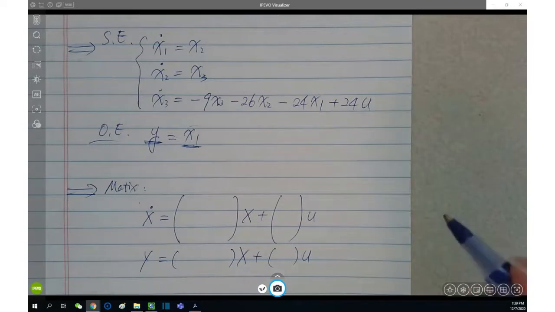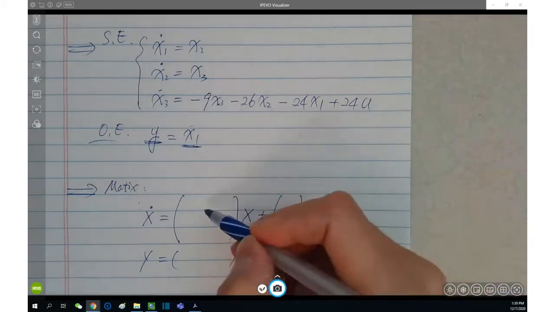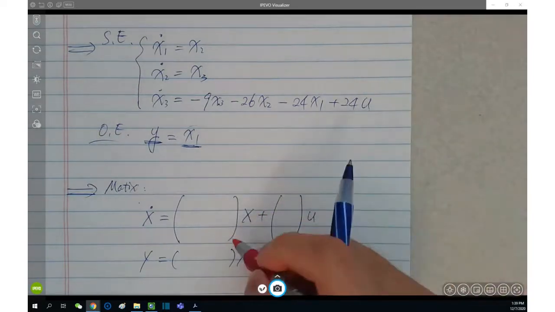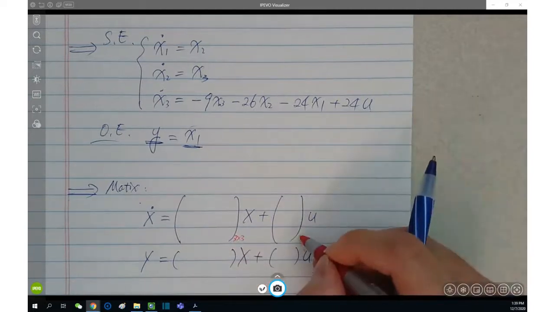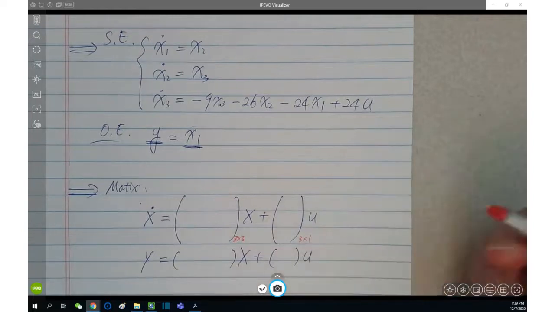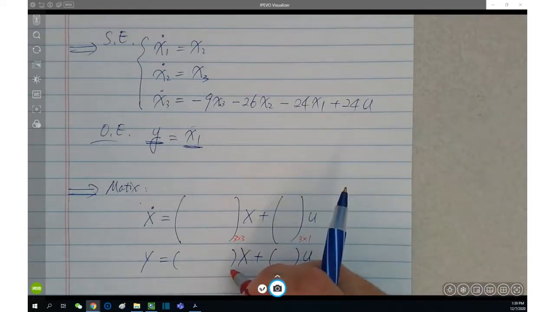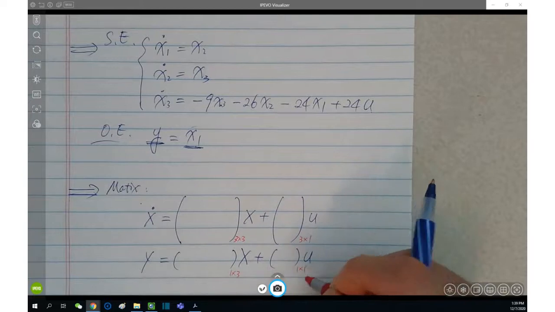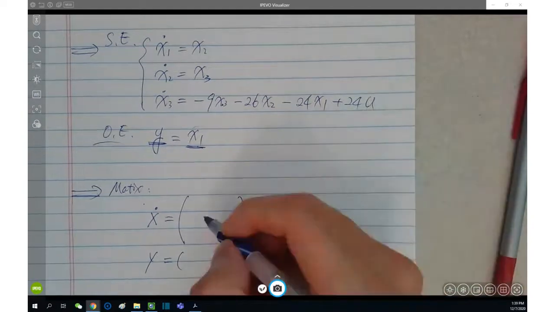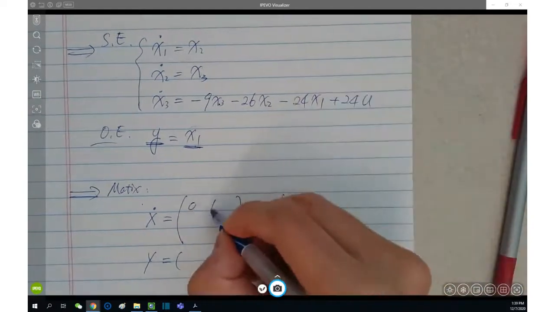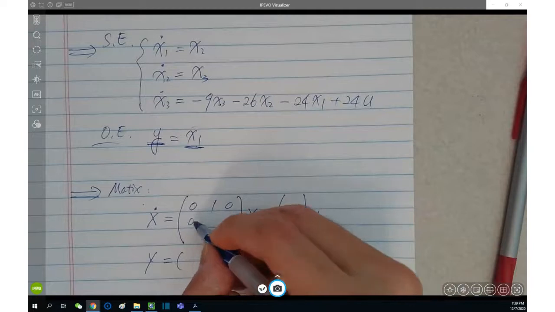All right, let's see the solution here. First of all, you need to understand this is a 3 by 3 matrix, right? This is 3 by 1. This is 1 by 3. This is 1 by 1. These are the dimensions. Why do they matter? The dimensions are telling you how many entries you need. So this is 3 by 3. First row is 0, 1, 0, right? Second row is 0, 0, 1.